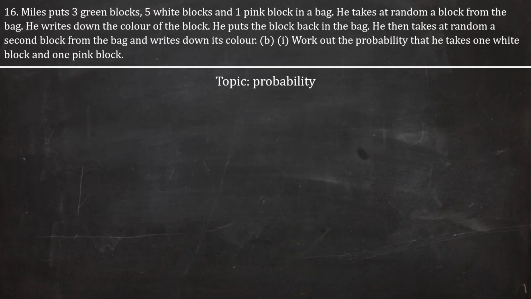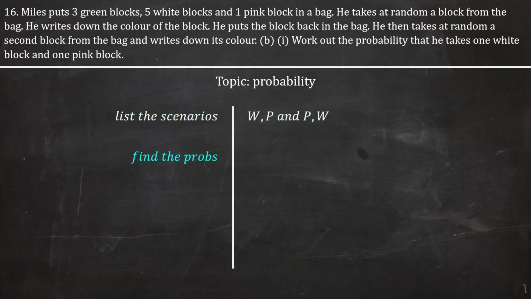Then there's another probability question, part B now. Work out the probability that it takes one pink block and one white block. So list the scenarios. The scenarios that work for me are white, pink, pink, white. Find the probability for each one of them. So white, pink is going to be the probability of getting a white, which is 5 over 9, times the probability of getting a pink, which is 1 over 9. Remember, he's putting the block back in the bag, so the denominator doesn't change, which is 5 over 81.